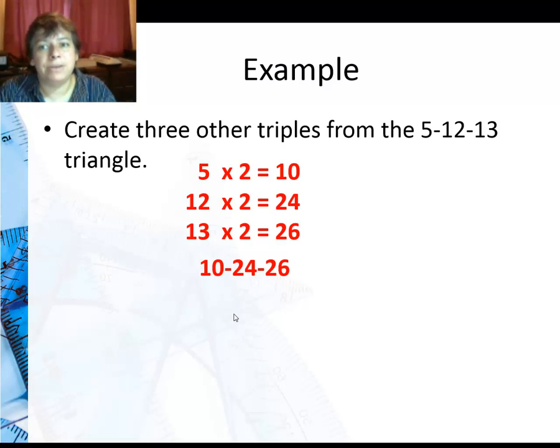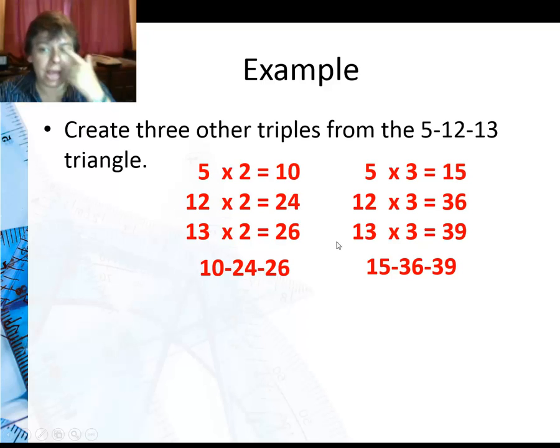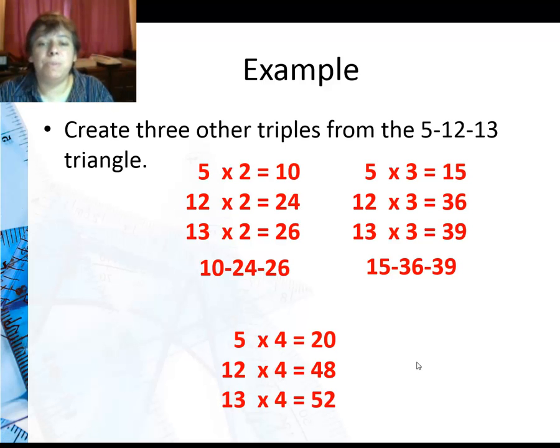Now I'm going to apply a factor of 3. So I'm going to create another triple from the 5, 12, 13 using the scale factor of 3. So that gives me the 15, 36, 39 triangle. And if you look at it, you can see that all of these are divisible by 3, and you can get back to the 5, 12, 13. Finally, I'm going to do a multiplier of 4, so I get a 20, 48, 52 triangle.